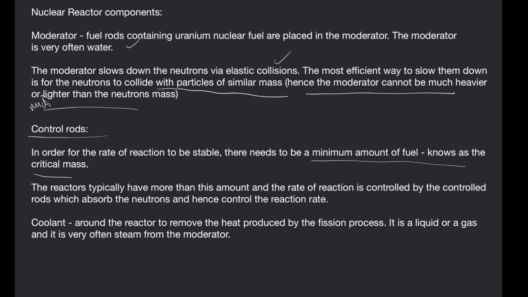They're typically made out of boron, which is a material which absorbs neutrons, and hence you can actually control the reaction rate. You also have the coolant. It's around the reactor core, and that removes heat produced by the fission process, typically a liquid or a gas. Very often it could even be steam from the actual moderator. Its job is to simply remove heat energy away from the reactor.